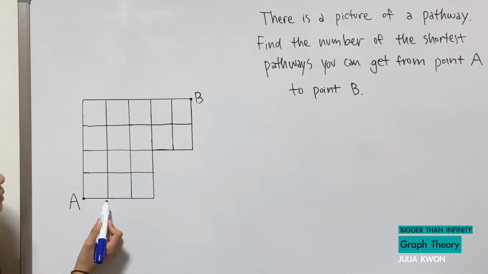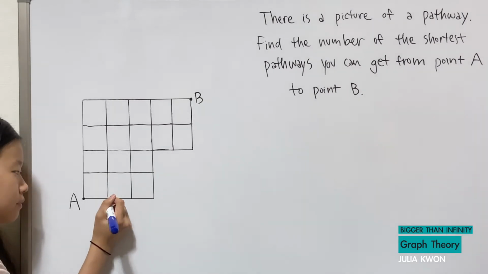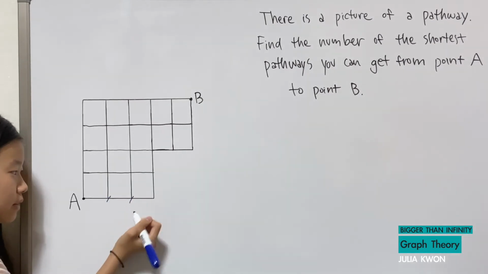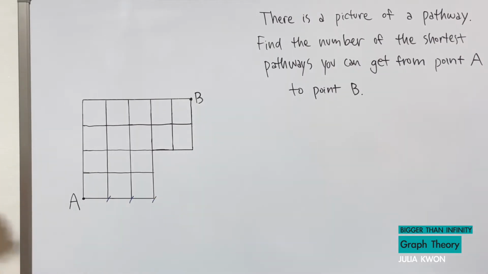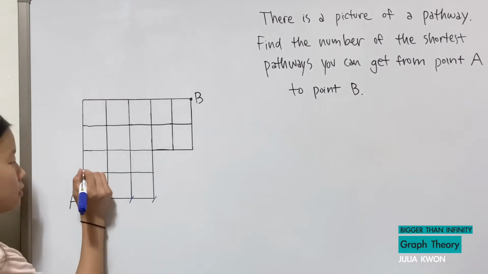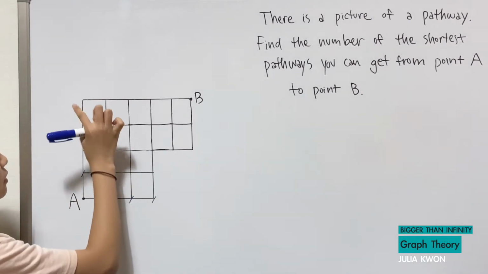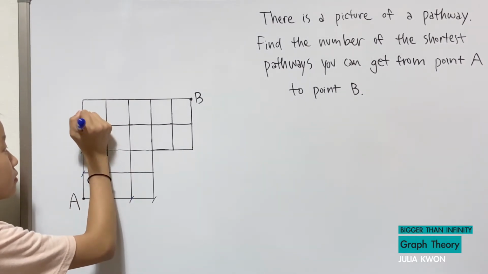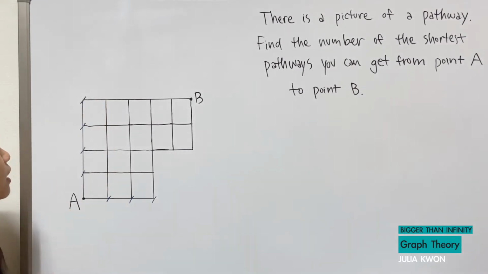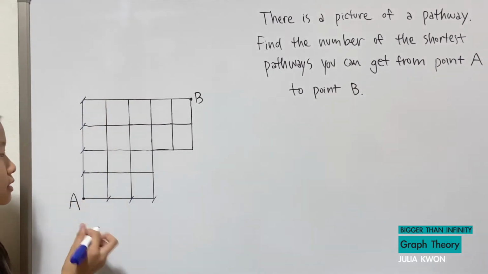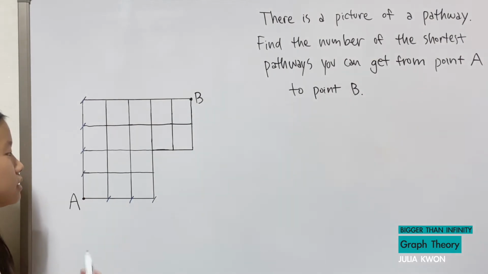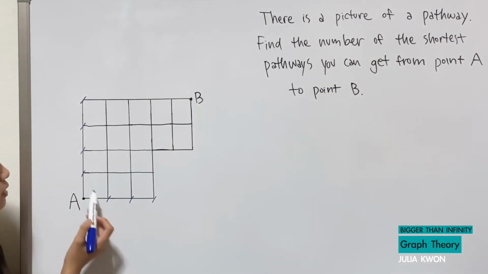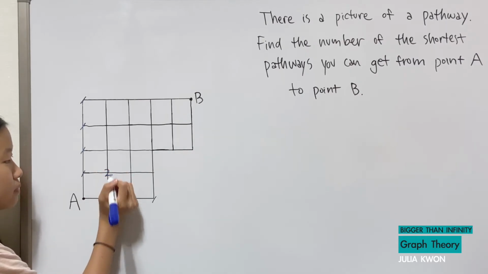So to get to this point, there's only one way. To get to this point, there's also only one way. To get to this point, there's also one way. Now, to get to this point, there's also one way. The same for these three. And to get to this point, there is one way and another way, like this. Or you can just do 1 plus 1, which makes 2.